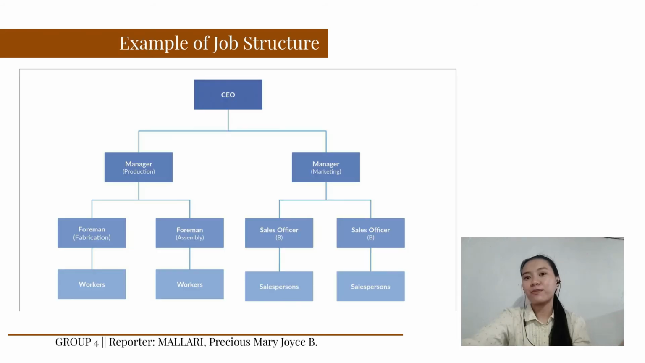This is an example of a job structure. As you can see, there are 2 managers, the production manager and the marketing manager. Since both of them are managers, you can expect that they receive almost the same amount of salary because they have the same organizational level with similar responsibilities, and they both have similar impacts on the organization's performance.